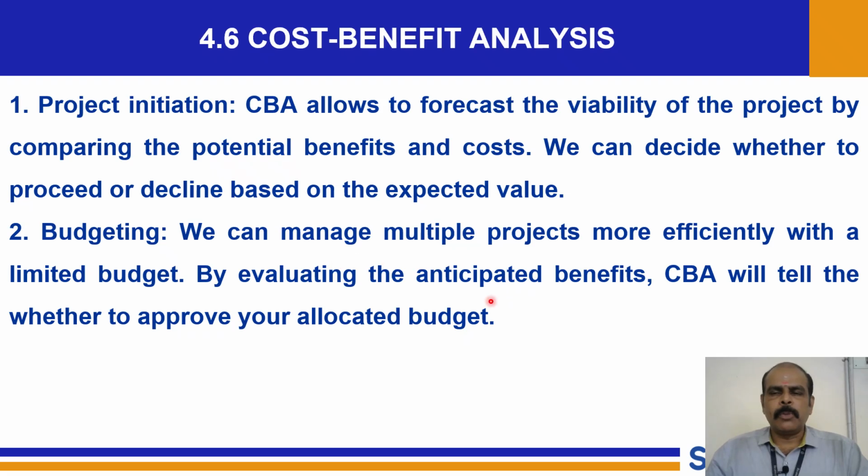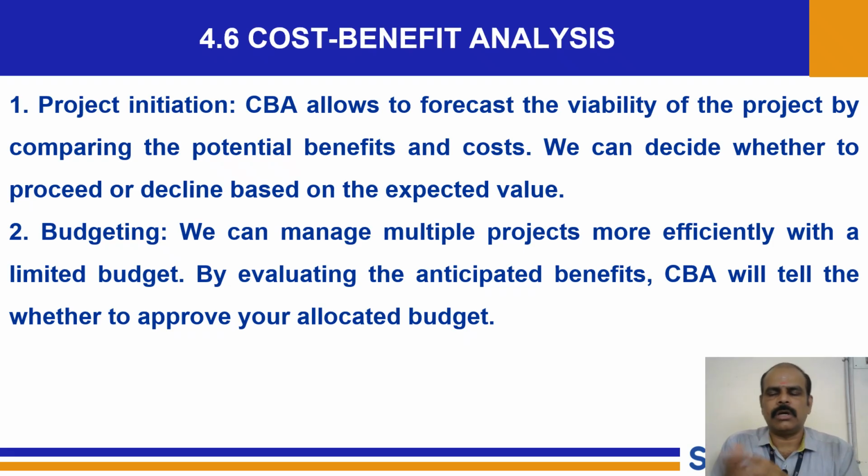When we do multiple projects, obviously budget will be a constraint for an organization. So by evaluating the anticipated benefits, CBA will tell whether to approve the allocated budget or not. So there are two activities. Say we want to do ASRS, and we also want to buy AMR. So which one do we go ahead with?